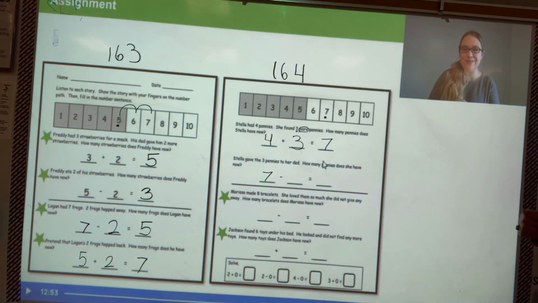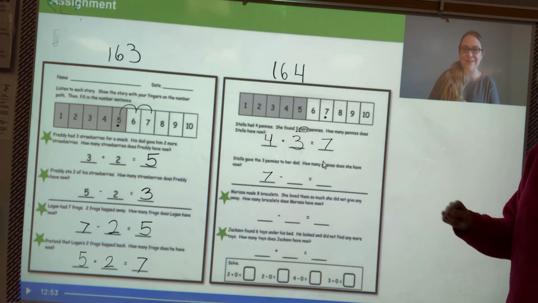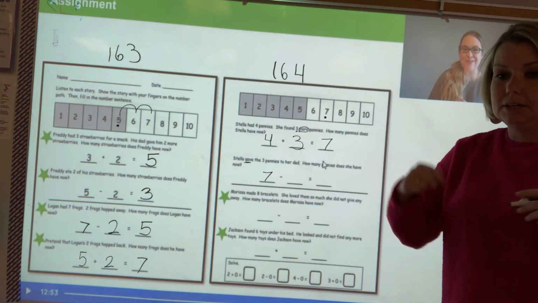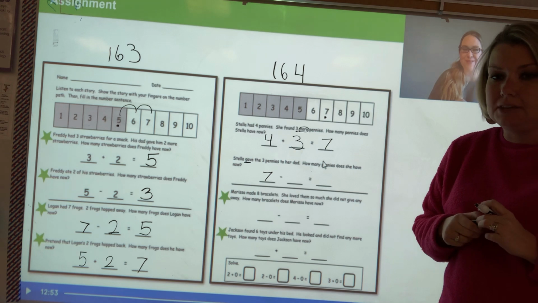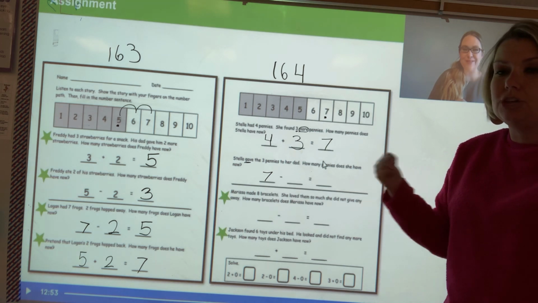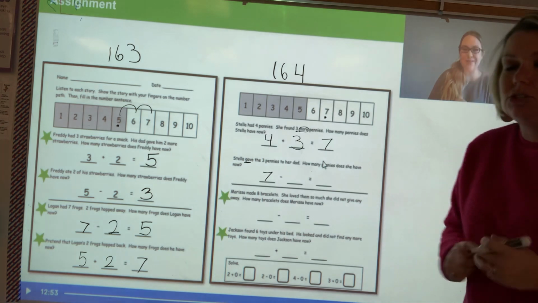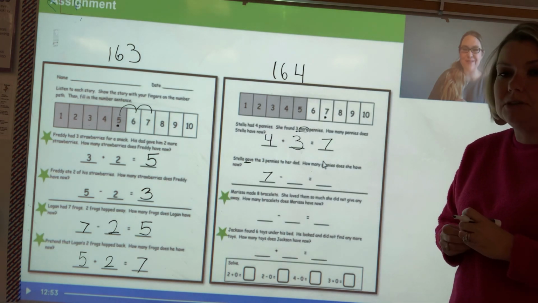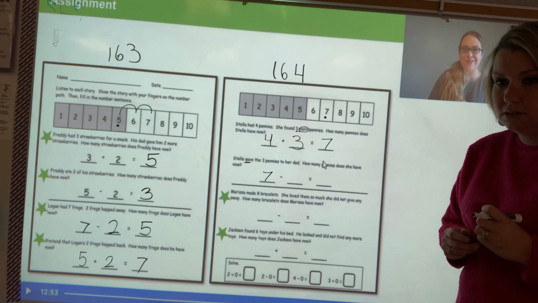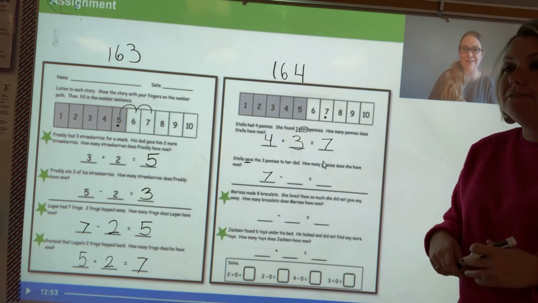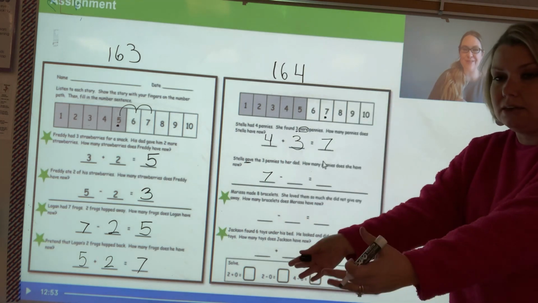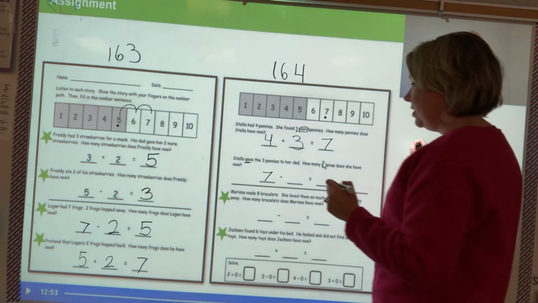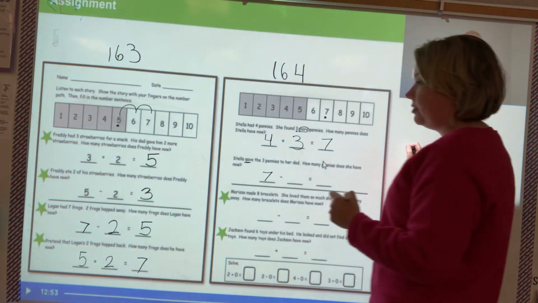Now, she gave 3 pennies to her dad. If she gave them, did she give them away or get more? DJ, if she gave pennies, did she give them away or get more? DJ, you can do it yourself. Unmute your mic. If she gave her dad pennies, did she give them away or did she get more? I gave them away. Yes, she gave it away. Very good. So she gave away 3 pennies.